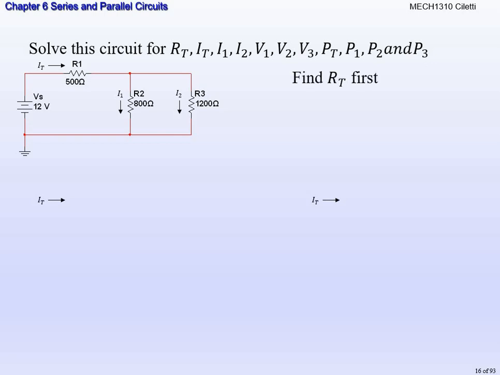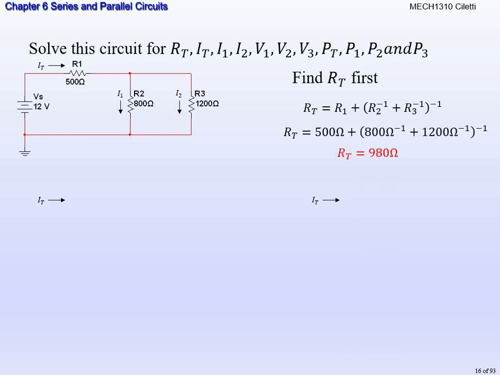Okay? To find RT first, as we go through this, I just talked about, RT is R1 plus that R2 inverse plus R3 inverse, all inverse. Remember, anything with the inverse, that's the parallel combination. And if we just substitute that in right away, we're able to see that RT is equal to 980 ohms. Just doing that series parallel combination on the circuit there.